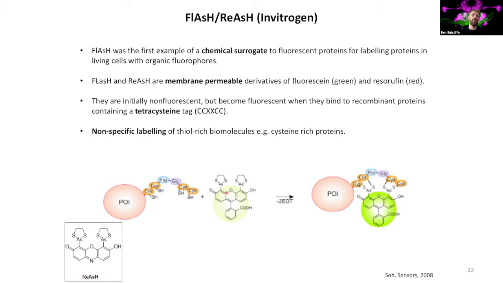So this is good because it means you don't get lots of background in the media, because these don't fluoresce until they're actually bound to the protein of interest. However, you can get non-specific labeling of thiol-rich biomolecules, so molecules that have high amounts of cysteine in them. So it's a good idea to check whether this is going to happen before you go ahead and do the experiment.